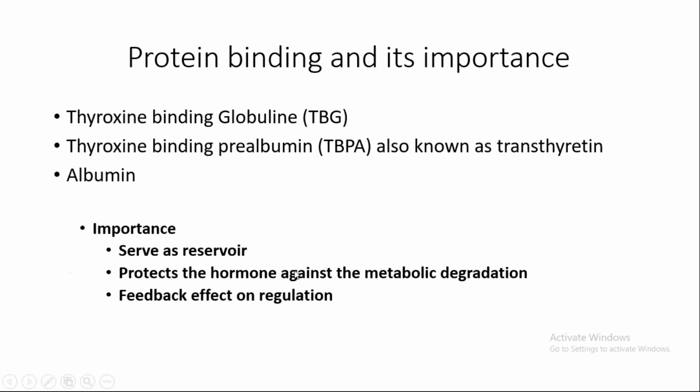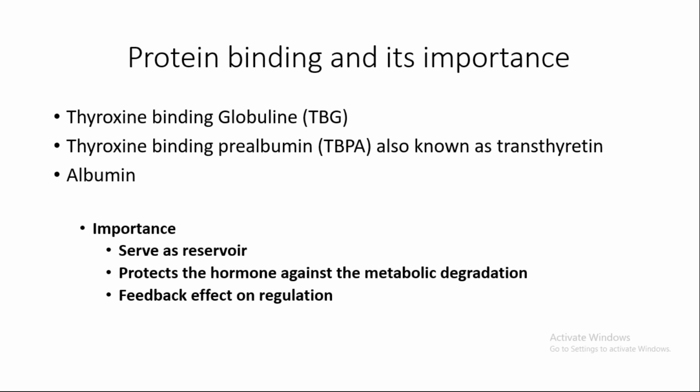And the third binding protein is albumin. Around 55% of T3 binds with the albumin, and 10% of T4 binds with the albumin. So the concentration of free T3 and T4 depends on the concentration of plasma protein that binds these hormones. So plasma protein concentration is important, and the function of the liver is also important.